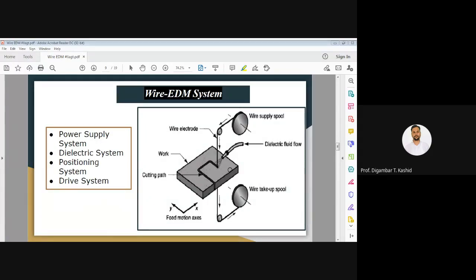So this is a diagram. During the working principle of this wire cut EDM, this diagram I have already explained. As we know, for the setup of the wire cut EDM process, we require mainly four elements or systems. The first is the power supply system, then the dielectric system, then we require the positioning system and the drive system. So these are the four important components, or you can call them elements, of the wire cut or wire EDM system.